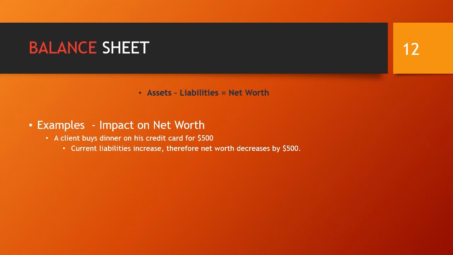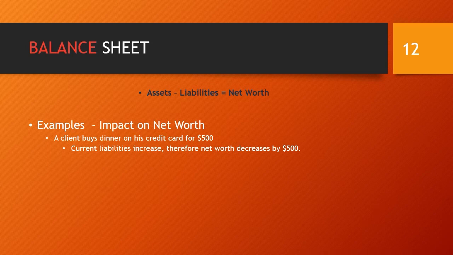So what does go up is your liabilities. Your liabilities go up by $500. So your assets didn't change. Your liabilities go up by $500. Now you're subtracting an extra $500 when you take assets minus liabilities. What does that mean to your net worth? Your net worth goes down by $500. So that's how it would affect the balance sheet. That's how it would affect net worth.